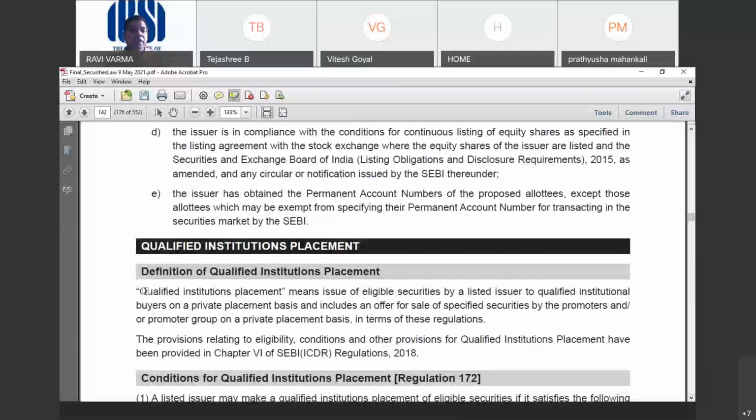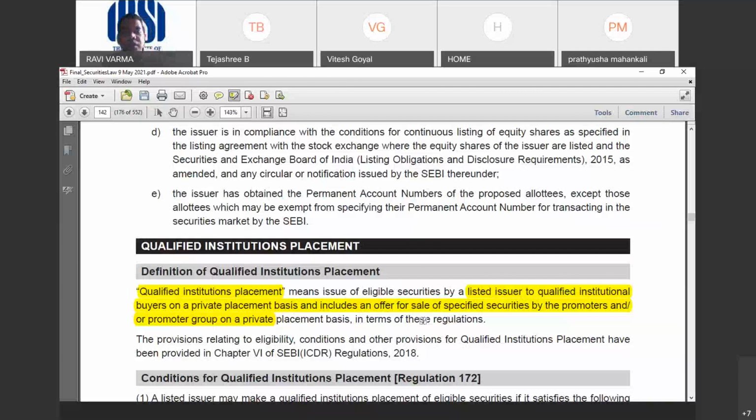See, QIP means qualified institutions placement, when you are issuing shares to qualified institutional buyers. What is the difference between pref and QIP? Pref is you are giving to a select few. QIP means I will open it for all the mutual fund houses. I will keep it open for everyone, I will ask everyone to subscribe, like all the mutual funds. Retail investors will not participate.